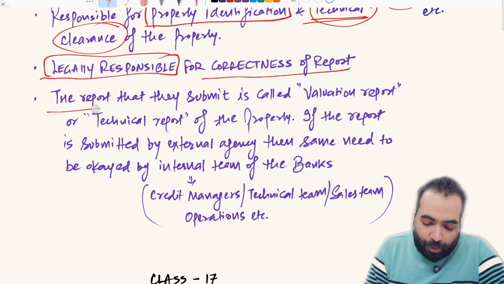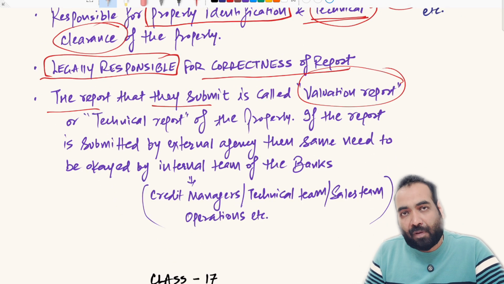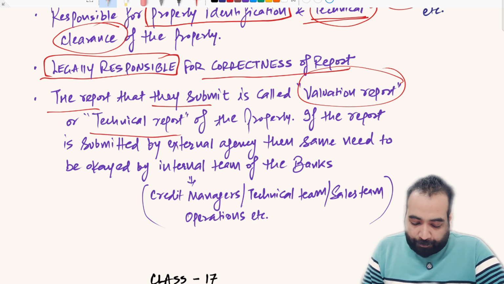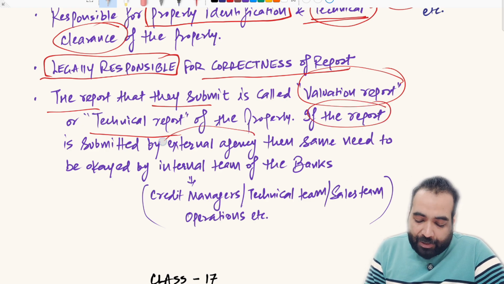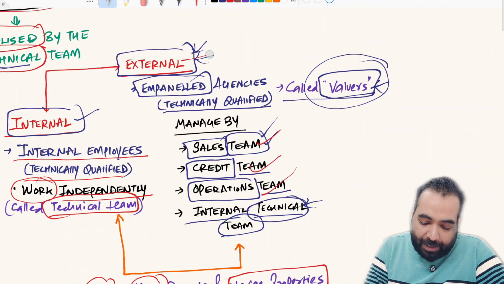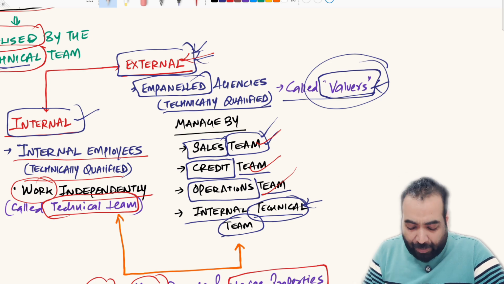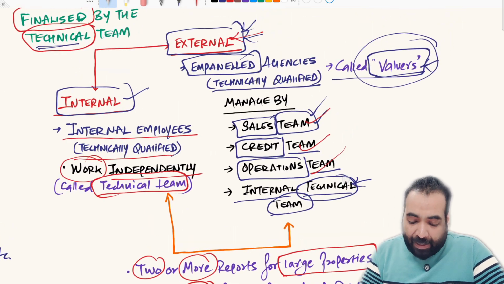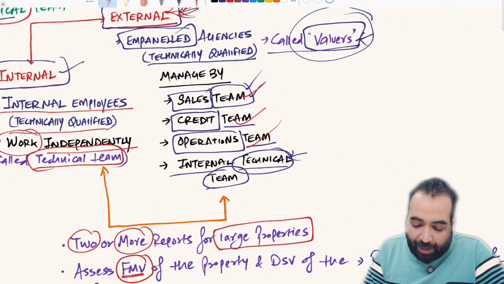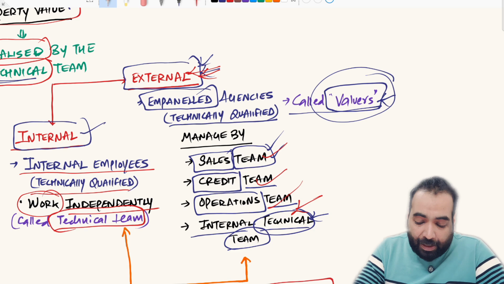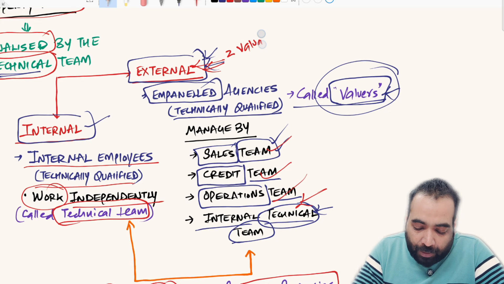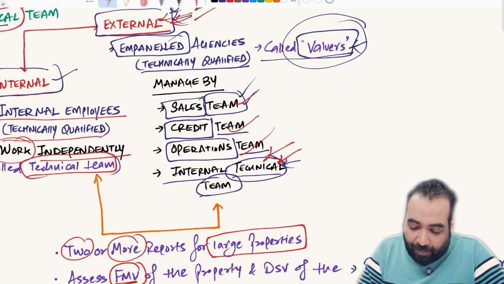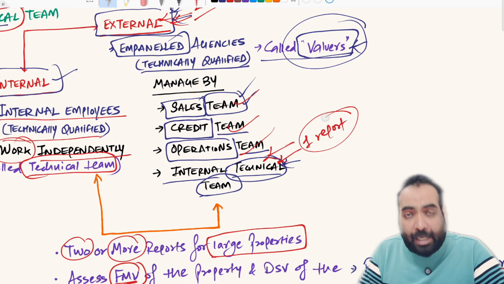So the report that they submit is called the valuation report. Obviously, I have told you earlier, or the technical report of the property, right? So if the report is submitted by the external agency, remember guys, when I told you that 2 or more reports are required for larger properties, some banks have external valuers also, and they have an internal technical team also. So they may take 2 valuation reports from 2 different empaneled agencies, and they can ask for 1 report from their internal technical team as well.